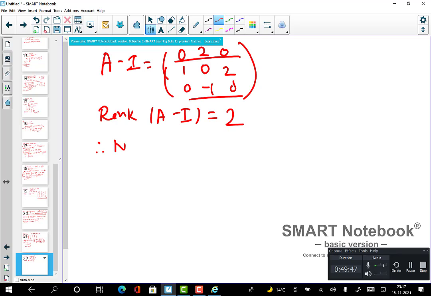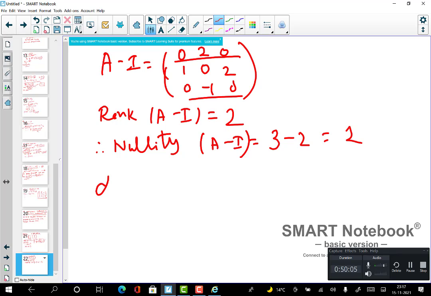And hence this nullity of A minus I is 3 minus 2, right? Because it's 3 dimensional, so this is 1. So nullity is 1, and what that means is this is the geometric multiplicity, right? So geometric multiplicity is 1 actually.